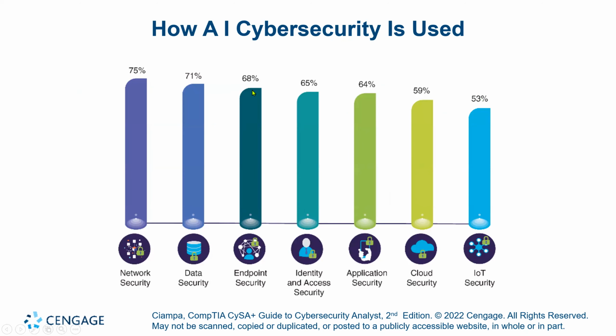All right, so these are the different areas in which AI cybersecurity is used. Network security, which shouldn't surprise anybody, is 75%. And as you can see, it drops down from there. Data security, endpoint security, identity and access security, which honestly I thought was going to be higher. Application security, cloud security, and to no one else's surprise, IoT security is on the bottom.